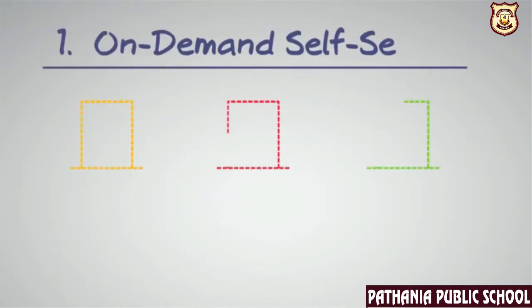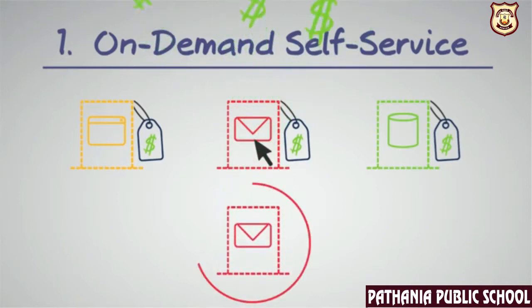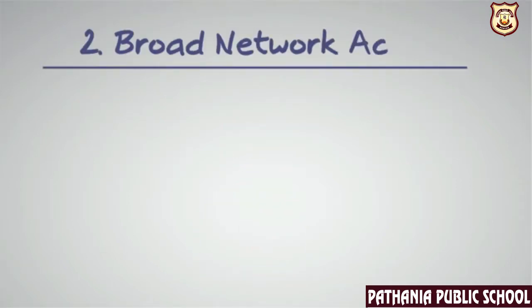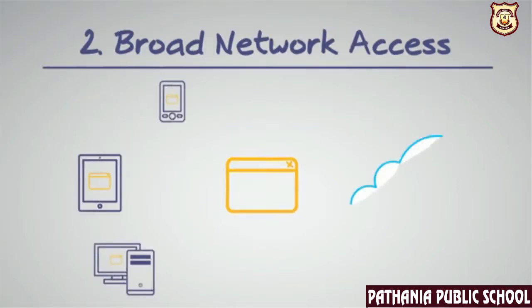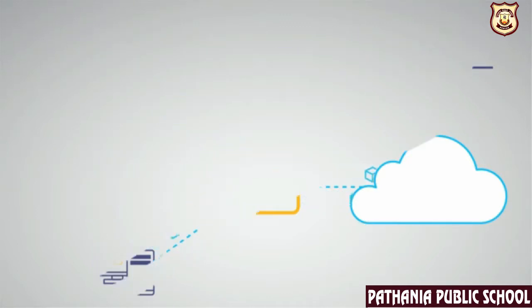First, on-demand self-service. This allows users to quickly and automatically get access to the IT resources that they want without requiring any additional human interaction. Second, broad network access. This is the ability to access a service from any standard device that's connected to the network, including PCs, laptops, mobile phones, or tablets.